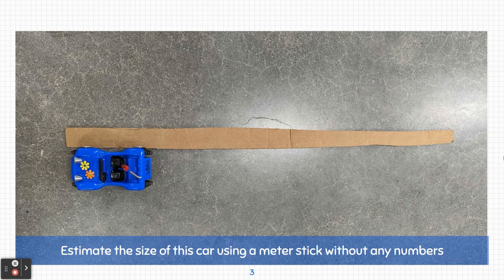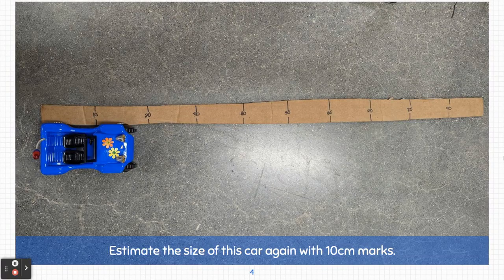All right. Now let's look at this one. So this cardboard meter stick has a mark every 10 centimeters. Now I want you to estimate how long this car is. Now, this is the same car. All right, so you have another guess.